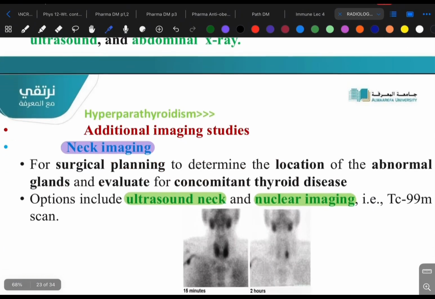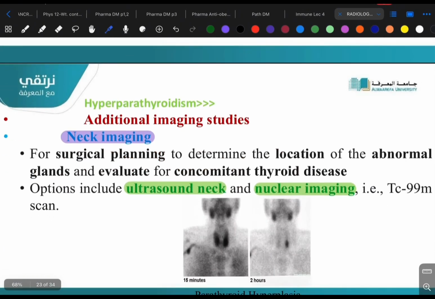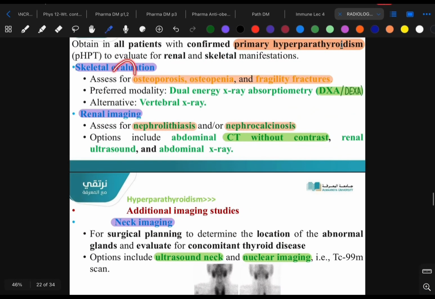And then lastly we have neck imaging. We use ultrasound of the neck together with nuclear imaging. These are the two options we have, but these two are important for questions, so focus and remember them.